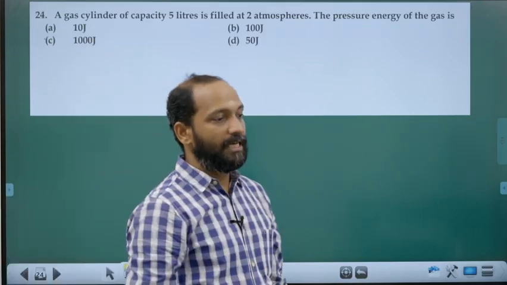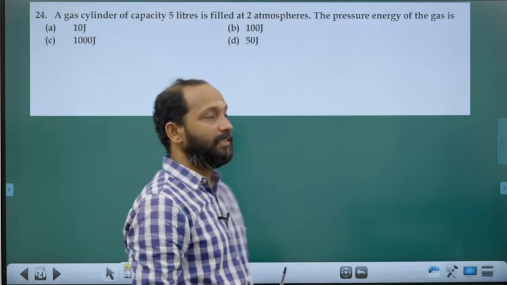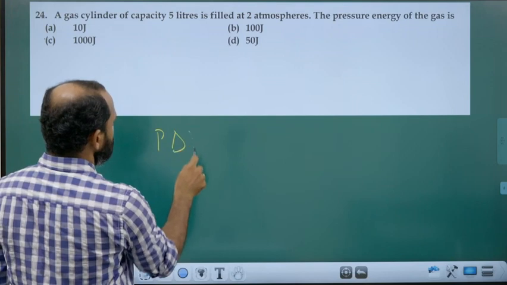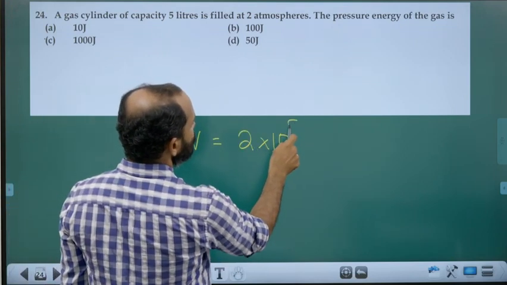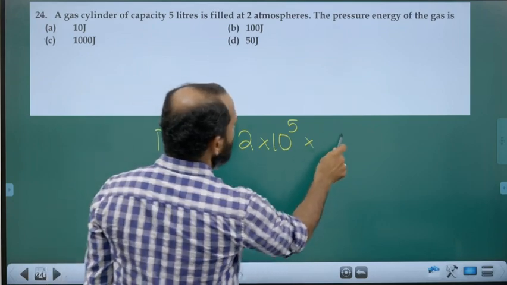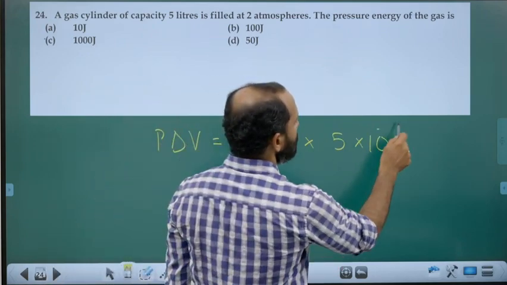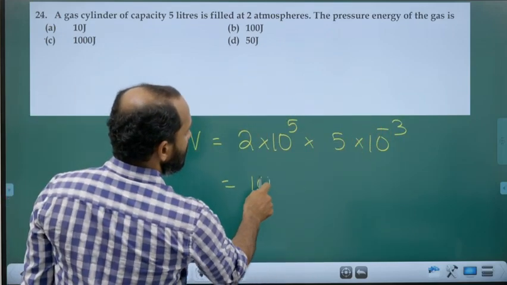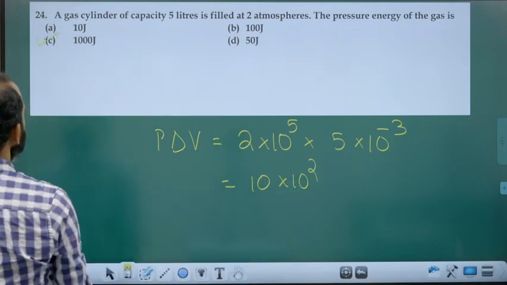24th one. A gas cylinder, capacity given, filled at 2 atm. The pressure energy of the gas is P delta V. P is 2 atm, and you convert atm into Pascal. Delta V is 5 liter, and you convert liter into meter cube. 1 liter is 10 power minus 3 meter cube. So you get the correct answer 10 into 10 power 2, so 1000. Answer is C.